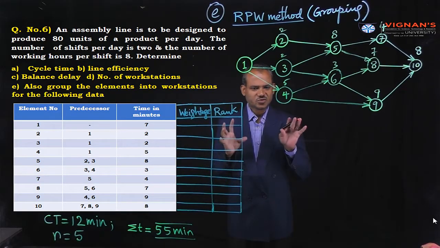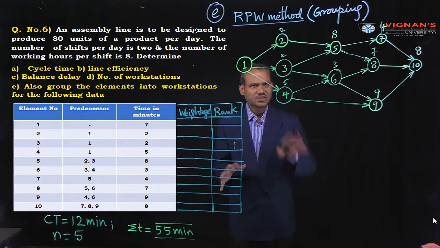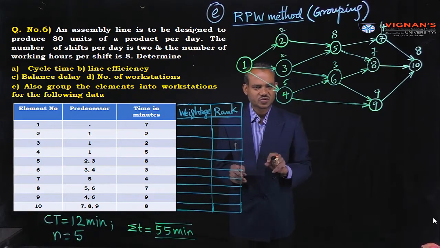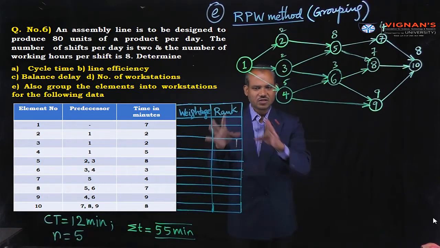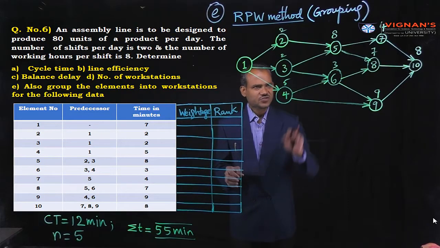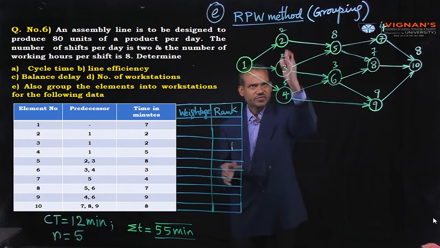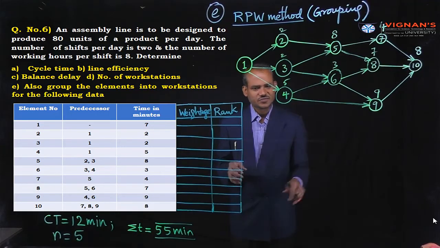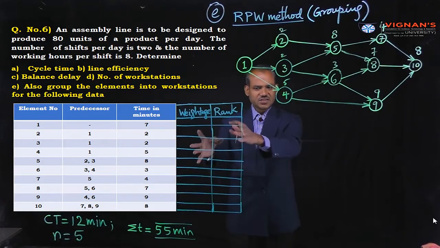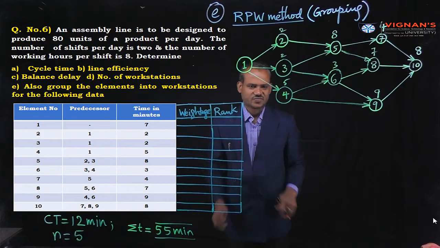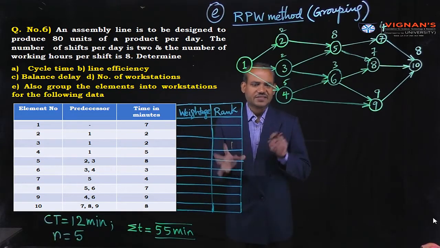First we have to draw the precedence diagram. This is a precedence diagram. This diagram is used to arrange all the work elements in the proper sequence, and on this diagram we can observe the timings we have shown for each element. From this diagram we are going to calculate the weightage for each work element. I will explain about weightage.